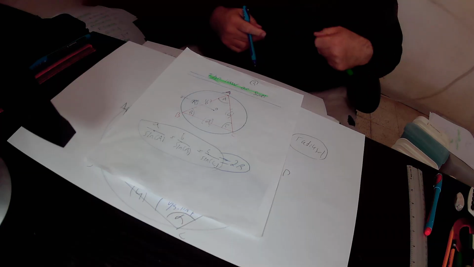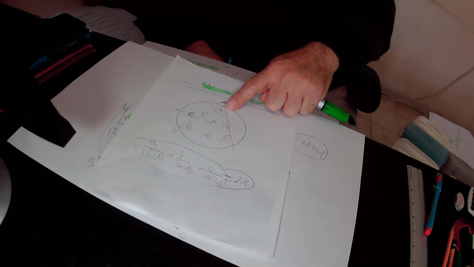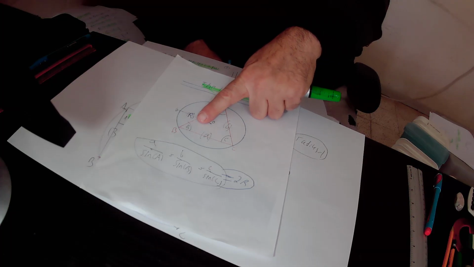This is triangle ABC that could be any triangle. This is angle BAC, that is equal to capital A degrees in size. This is angle ACB, that is equal to capital C degrees in size. And finally, this is angle ABC, that is equal to capital B degrees in size.